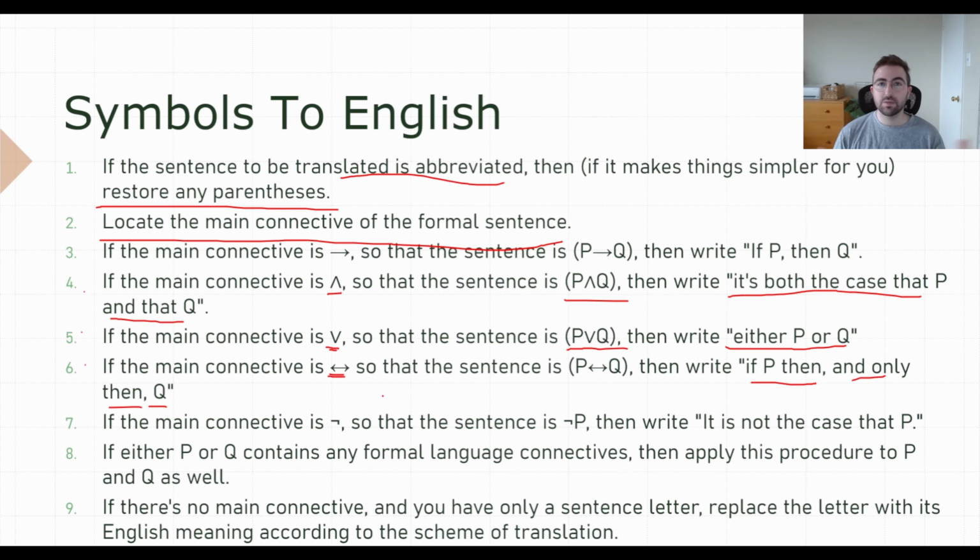Again, like I said last time we were doing translations, hopefully the steps are just something that helps you out in the beginning until you get the hang of it, and then you can just kind of do it. But yeah, then you'll see the rest of the steps are all the same. You just do this for every part of the sentence, translating it main connective by main connective by main connective until you only have the letters, and then you translate the letters using the scheme of abbreviation.